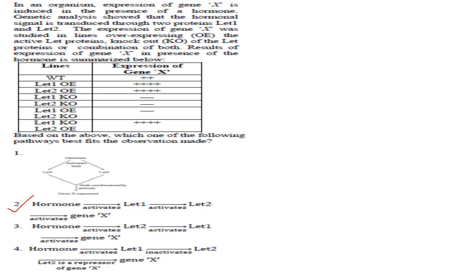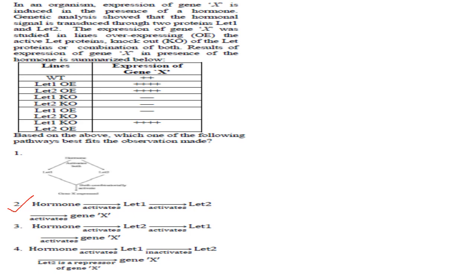So next question. In an organism, expression of gene X is induced in the presence of a hormone. Genetic analysis showed that the hormonal signal is transduced through two proteins, LET1 and LET2. The expression of gene X was studied in lines overexpressing the active LET proteins, knockout of the LET proteins, or a combination of both. Results of the expression of the gene in the presence of the hormone is summarized below.